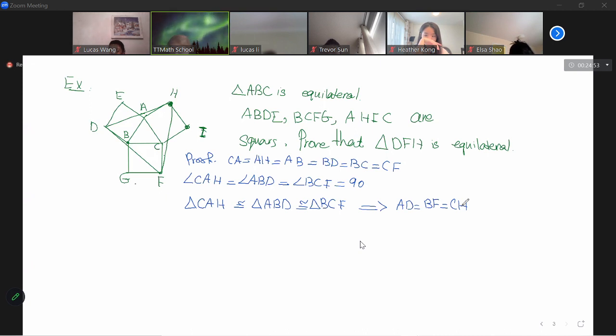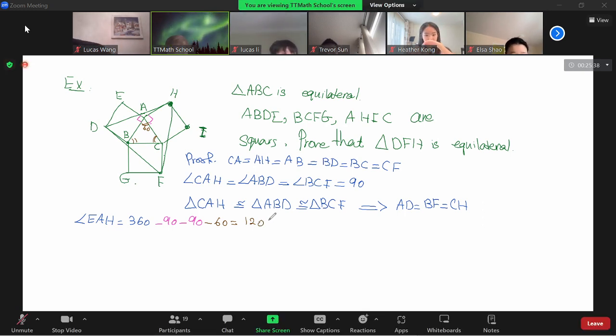Now I want to look at the angle EAH. The angle EAH is obviously 360 minus 90, minus 90, and this is an equilateral triangle, so its angle is 60, minus 60, which is basically 120. So the angle EAH is 120.